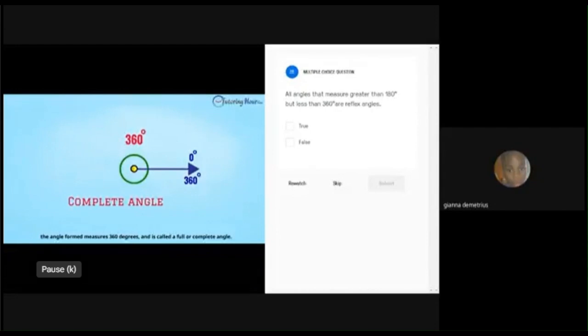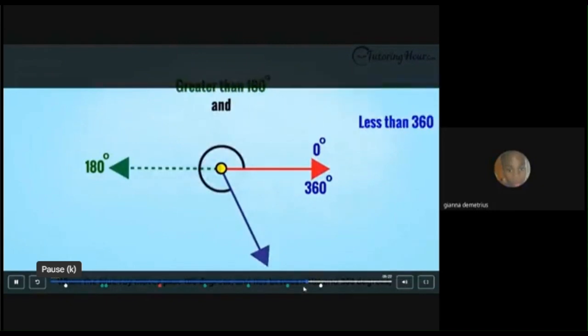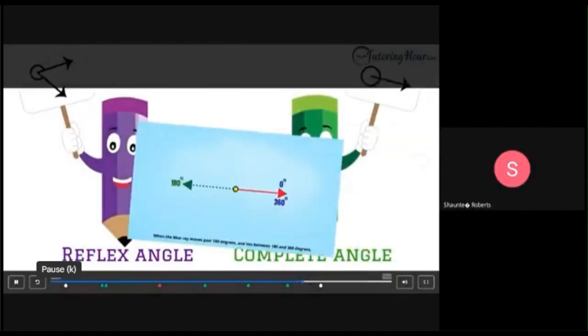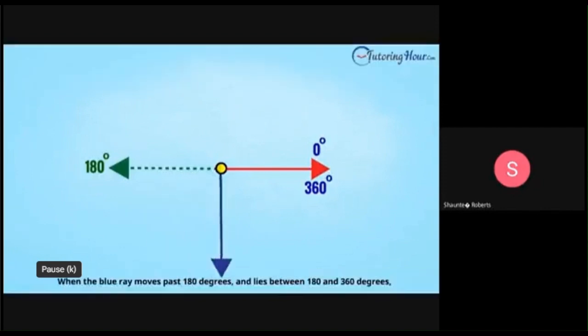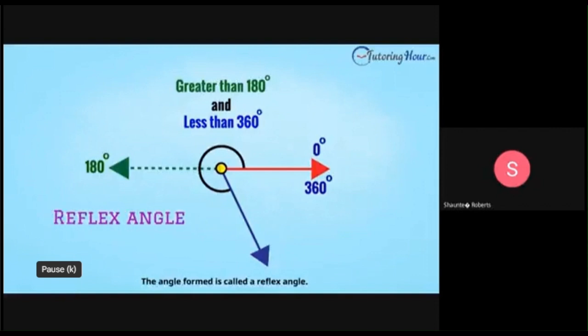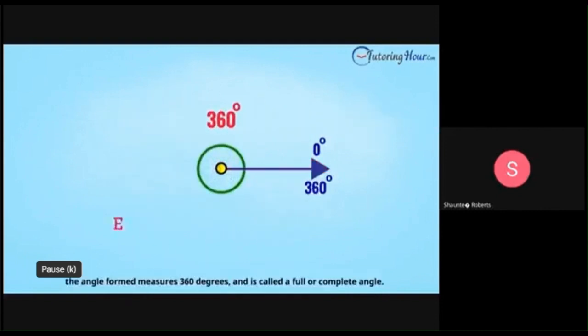Right, let me go back a little. When the blue ray moves past 180 degrees and lies between 180 and 360 degrees, the angle formed is called a reflex angle. And when the blue ray completes one full rotation, the angle formed measures 360 degrees and is called a full or complete angle.